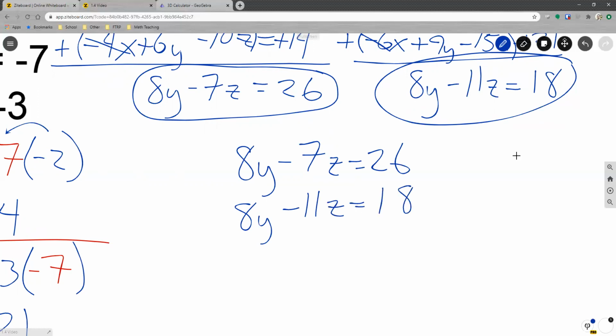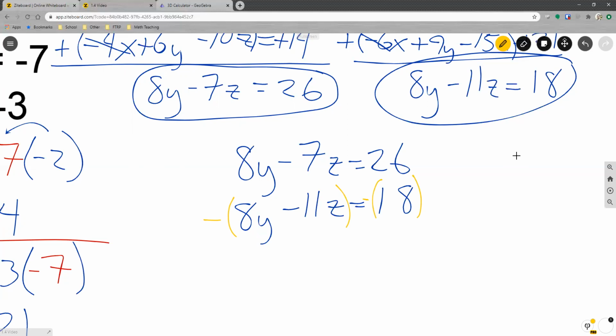And again, I'm looking for something in common because my goal is to get a single variable by itself so I can solve. Well, if you'll notice here, I've got a positive 8 on both. So I already have values that are equal. I just need to create a negative when I add them together. So what I'm going to do now is I'm just going to multiply this second equation by a negative sign on both sides of the equation.